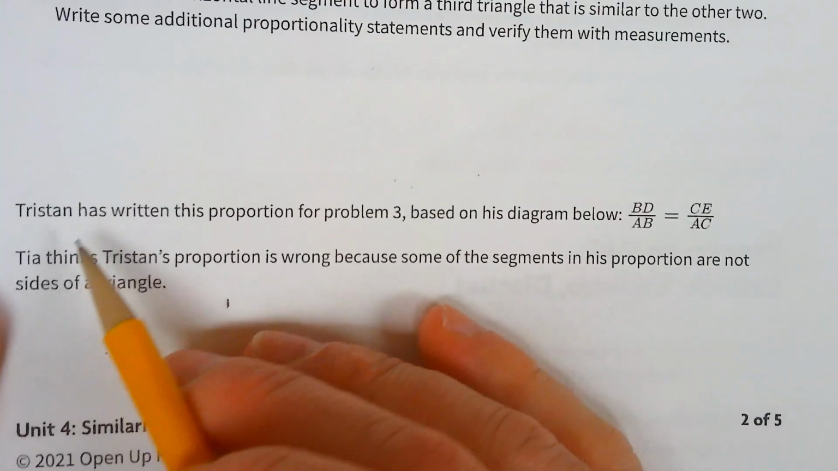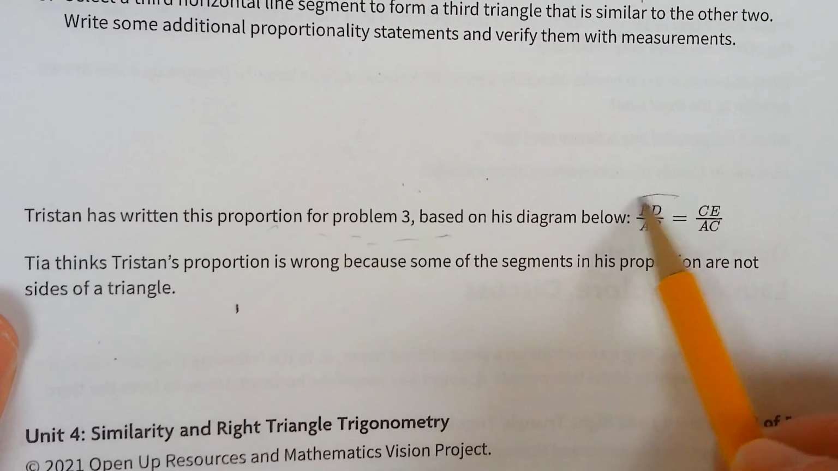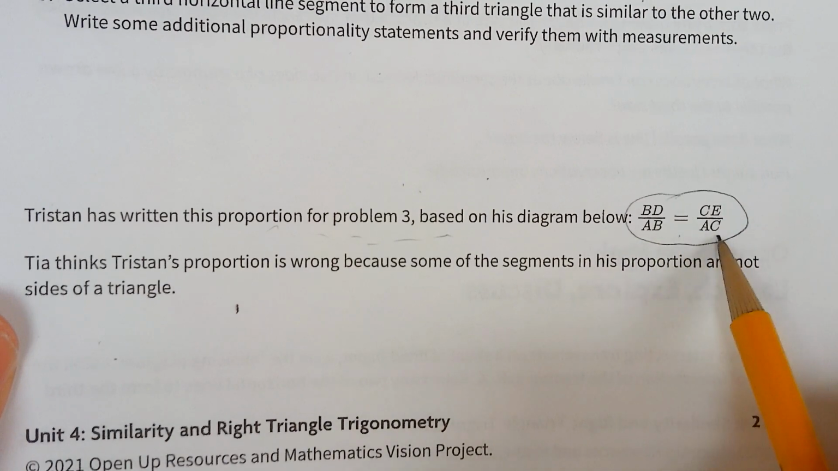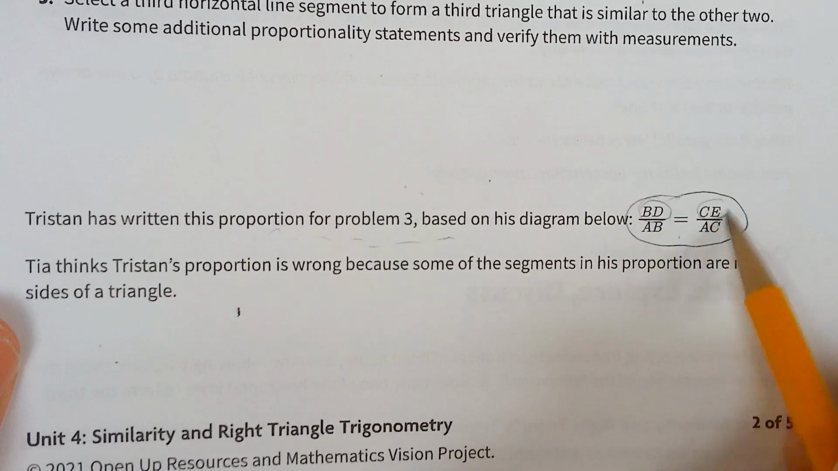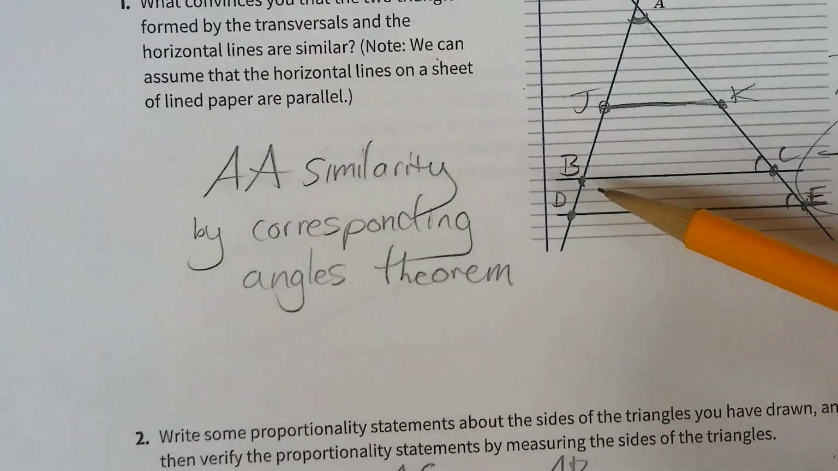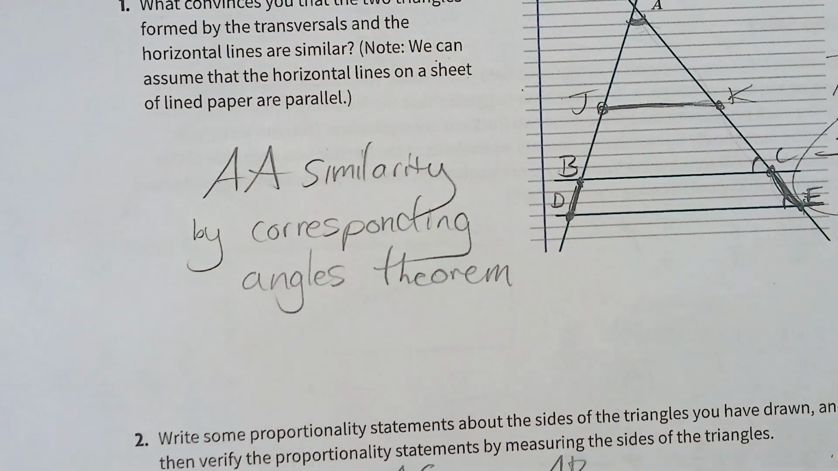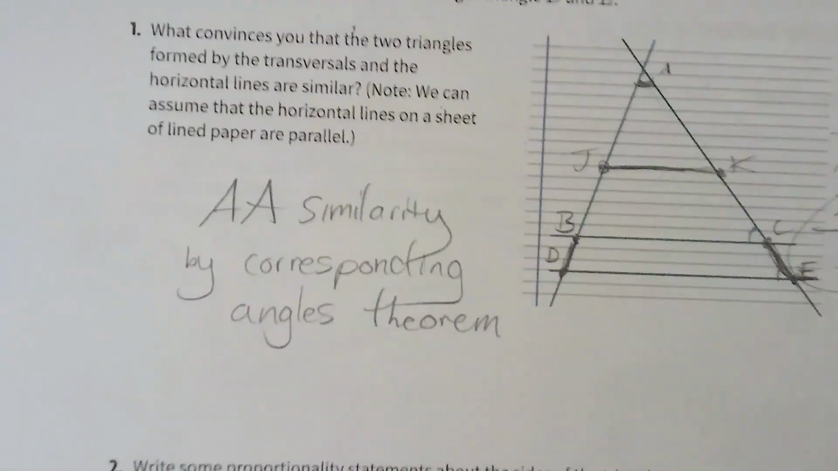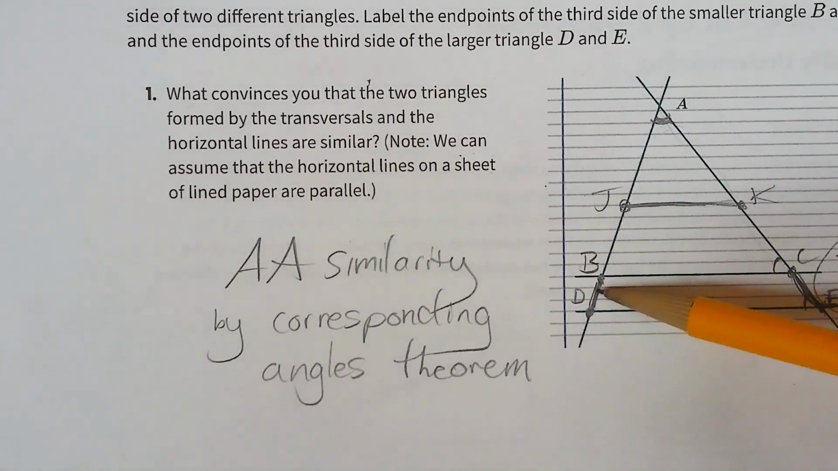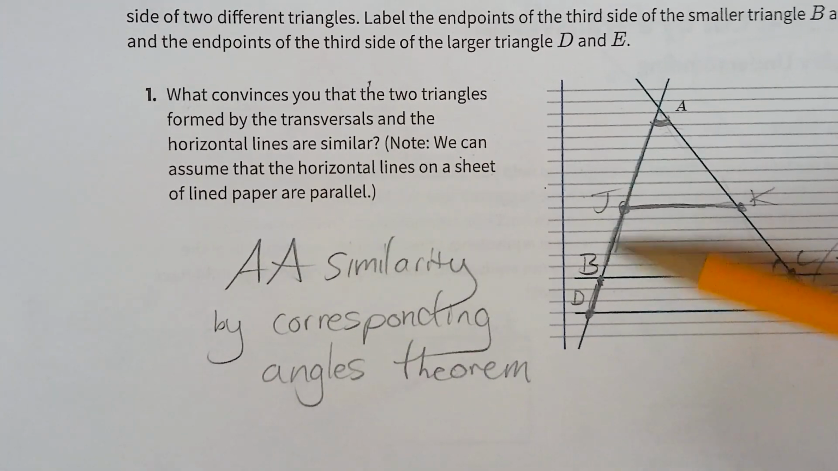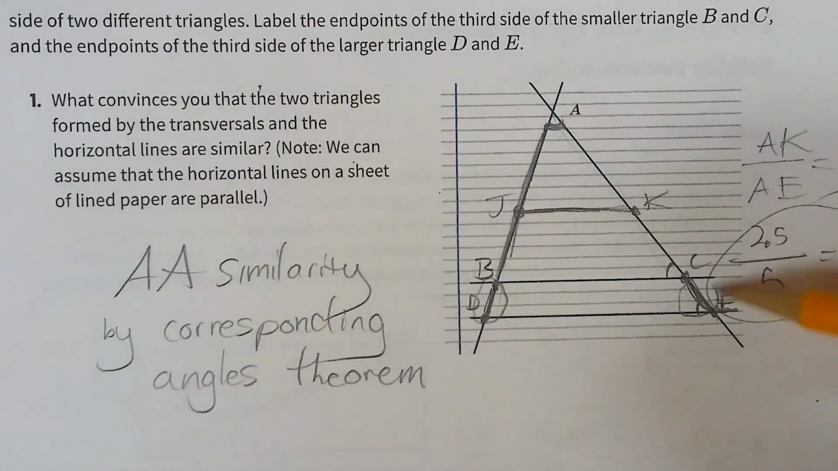Because Tristan, in 5th period, has written this proportion for problem 3 based on the diagram. BD divided by AB equals CE over AC. Notice that this is not a side of the triangle, nor is this. He is making proportions based on little pieces of the big triangle. But are those pieces proportional? What is he comparing them to? BD over AB. So this little bit versus this side. Is this leftover bit compared to this side the same as this leftover bit compared to this side?